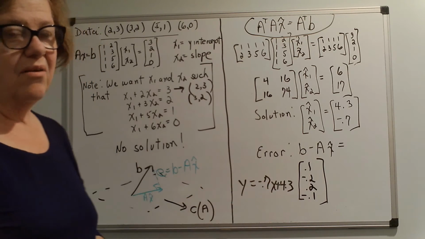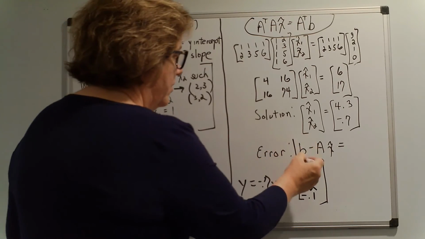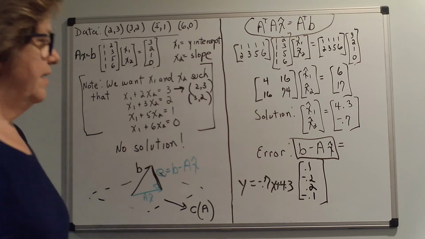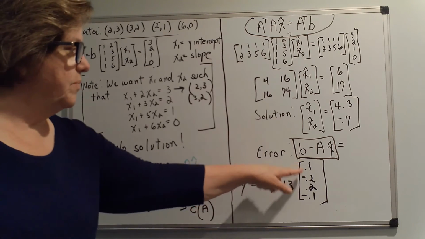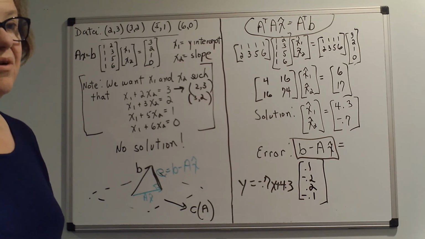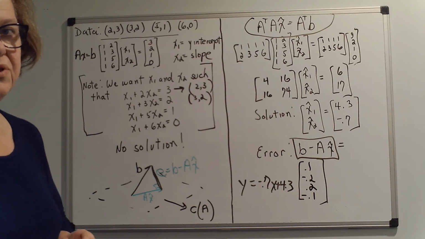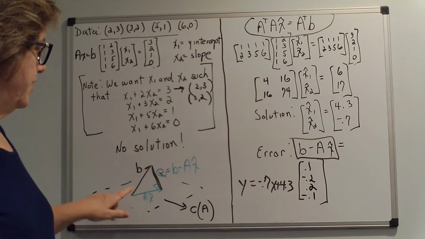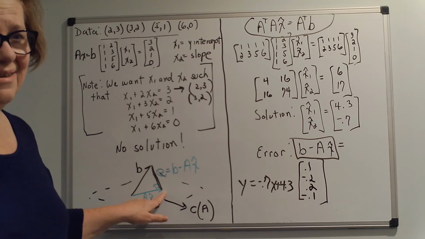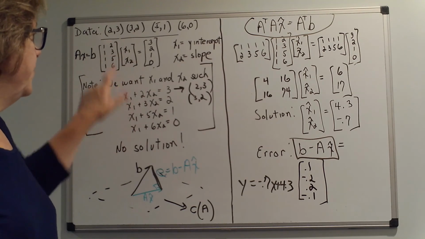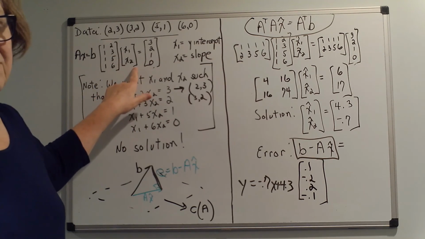To find out how close our line is, we look at this error. That's this line here. And our error turns out to be this vector. That's our error vector. So what we're doing is using projection to get the closest we can to something in the column space of A, so that this system does have a solution.